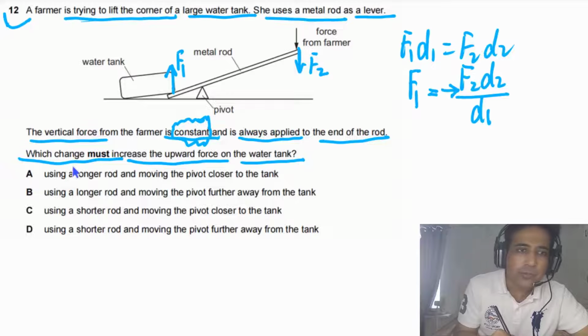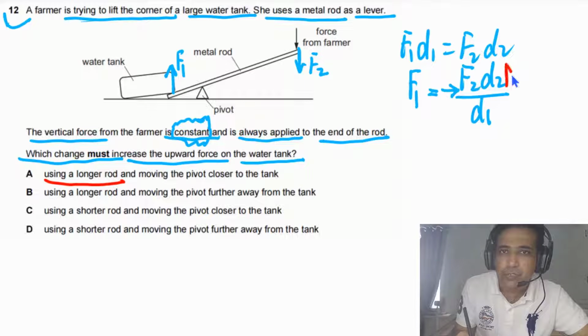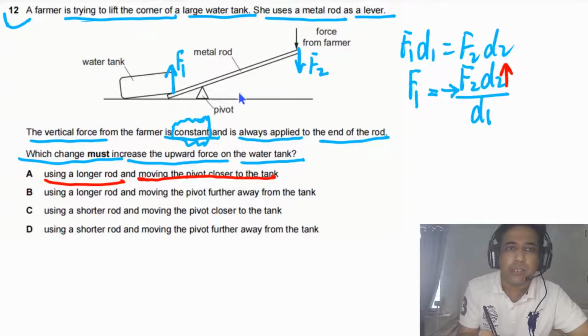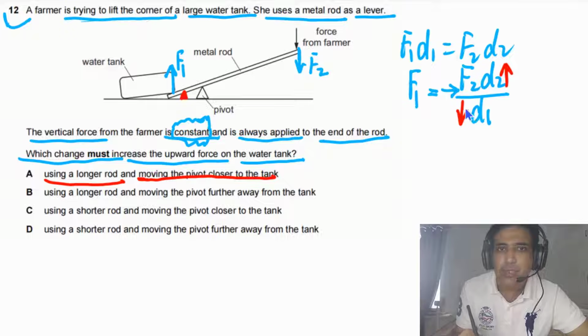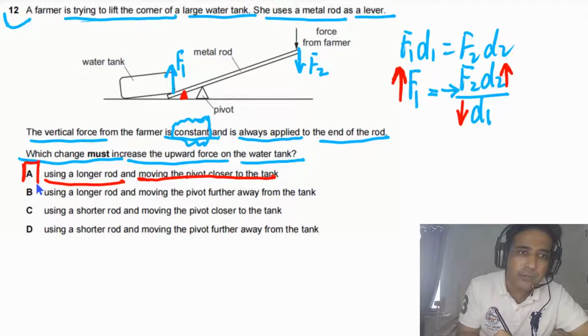Now, if you look at the given options, for option A, it is given to us using a longer rod. This means if we use a longer rod, we will increase D2 if we keep the pivot at this point. For the second part, it is given to us moving the pivot closer to the tank. If we move this pivot closer to the tank, we will decrease D1. So we are 100% confident that F1 will increase. It doesn't matter how much we increase this one or how much we decrease this one, F1 will increase. So the answer for this question has to be A.